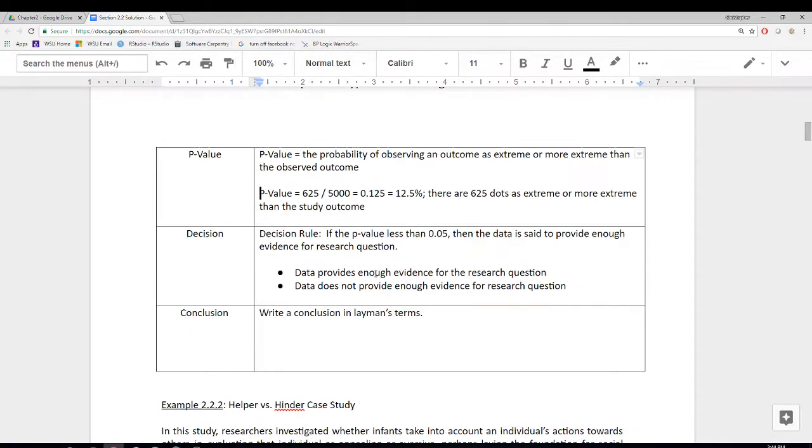How about our decision rule then? We recall the decision rule is if the p-value is less than 0.05, then the data is said to provide enough evidence for the research question. So we must ask ourselves here, is 0.125, which is the p-value that I computed up above, less than 0.05? And the answer here is no, it's not. Therefore, in this particular example, we do not have enough evidence for the research question.